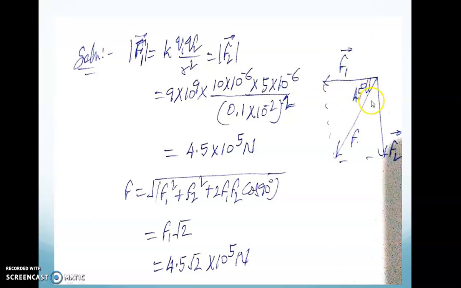Now these are 2 forces, F1 and F2. Both are perpendicular to each other. So the magnitude of the resultant force will be F equal to root of F1 square plus F2 square plus 2 F1 F2 cos 90. Cos 90 is 0. So it becomes equal to F1 root 2. We have to substitute the value of F1 and find the magnitude of force. Now what will be the direction of the resultant force? That will be 45 degree, since the magnitudes of F1 and F2 are equal to each other.